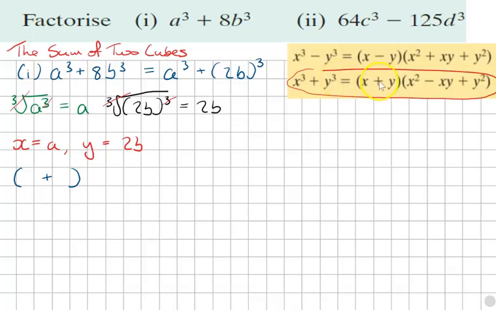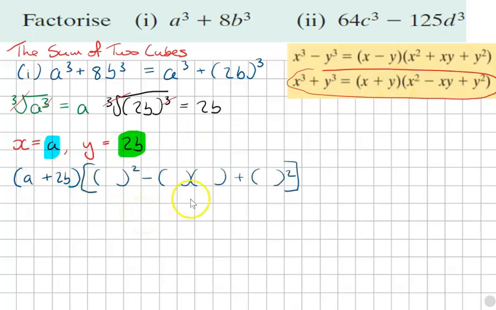So we start off with one set of brackets with a plus in the middle. So we replace the x with a and the y with 2b. So then we have another set of brackets, but there's a lot going on inside the brackets. So we're going to have square brackets around it initially. So then we're going to replace the x there from the x squared with a. So we're going to have an a in here.